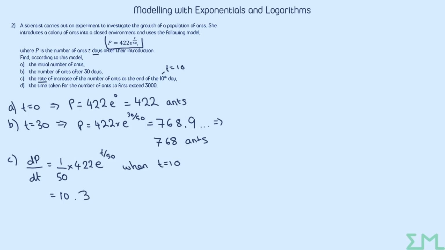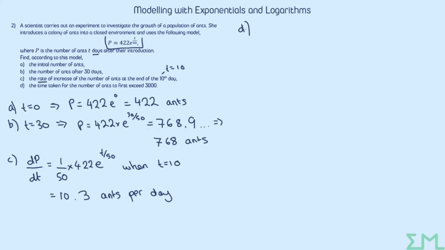Now we can leave that as a decimal, that's fine. 10.3 ants per day, if we're going to understand what it means in the context of the question. That's the rate of increase on the 10th day. The rate of increase is changing as the days pass, though, bear in mind that's not the rate of increase the whole time.